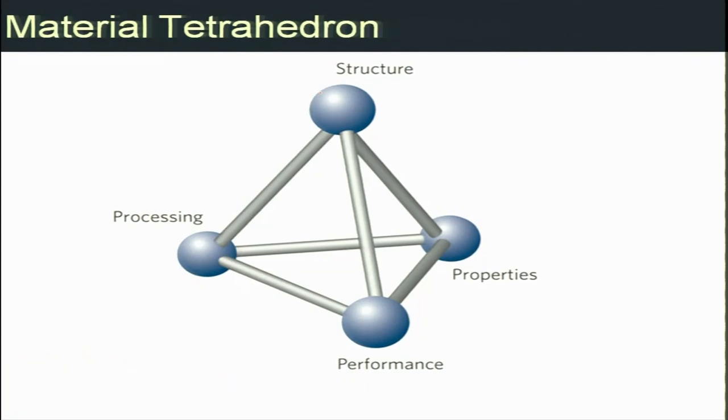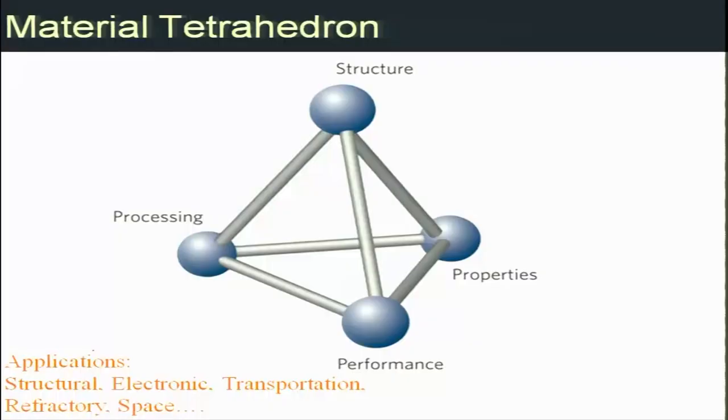I'll tell you a little later. So, structure is one thing. Second is properties. Properties could be mechanical property, thermal property, electronic property, optical property, various properties. Third is processing. How do you make a material? How do you process a material to bring it to a particular shape and size that you want? And then performance. Performance is related to the applications that you are looking for.